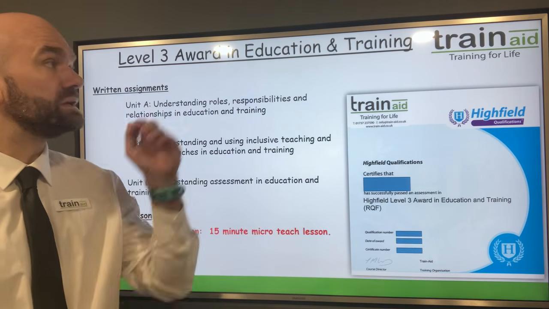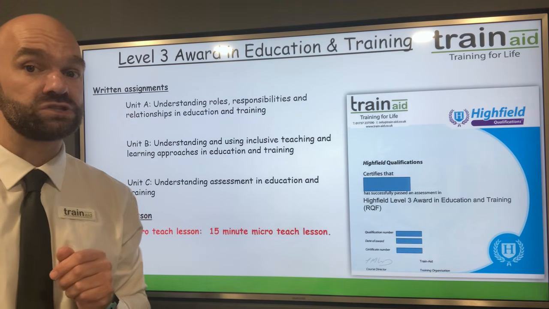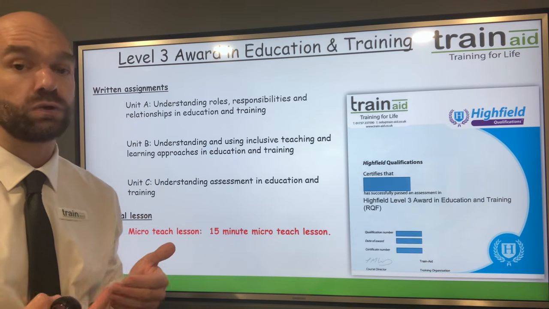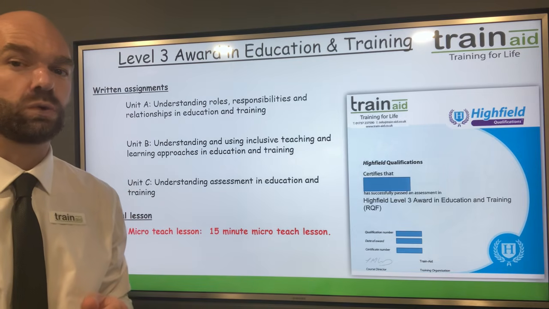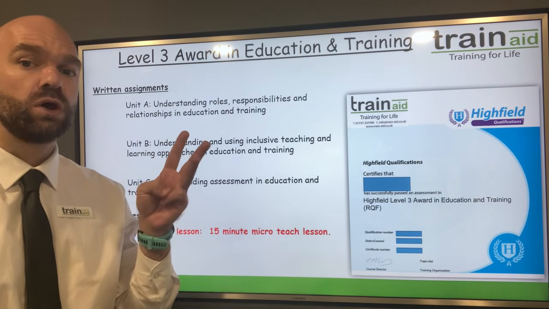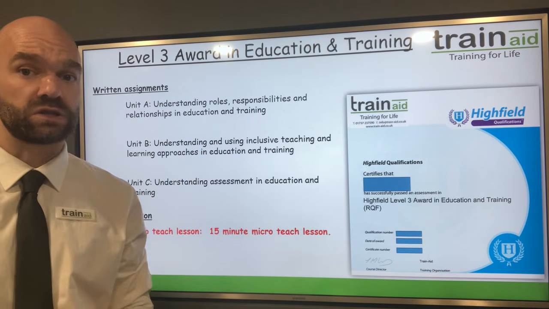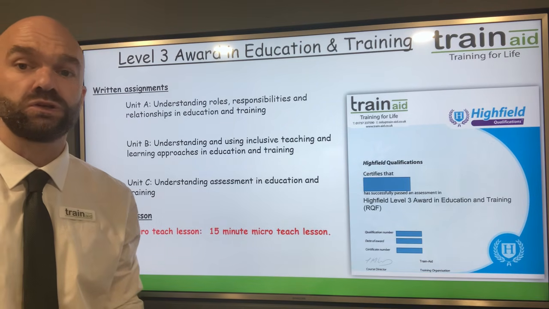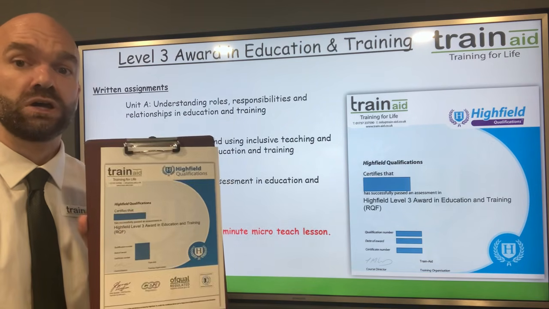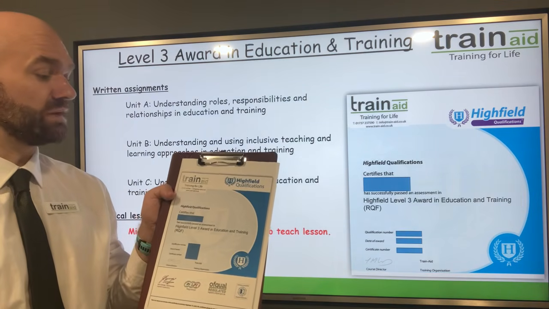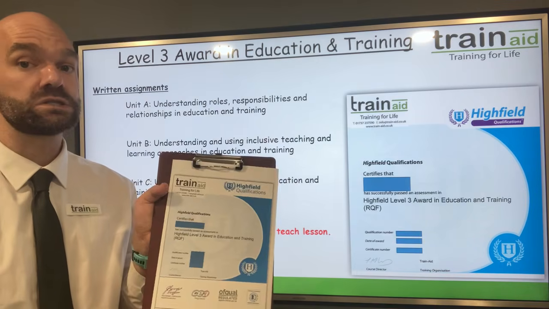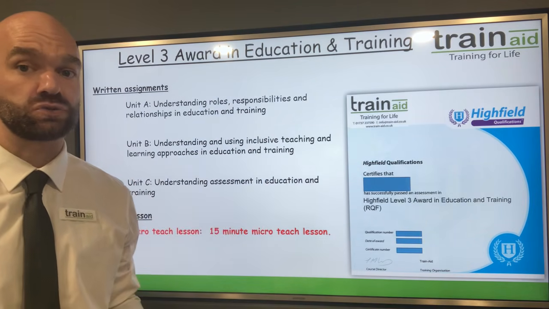So we are looking at the Level 3 Award in Education and Training, and we are going to be looking at the micro-teach element to the qualification. As we know, we have 3 written assignments and also a 15-minute micro-teach lesson that you will need to complete in order to receive your Level 3 Award in Education and Training certificate from ourselves here at Train Aid.